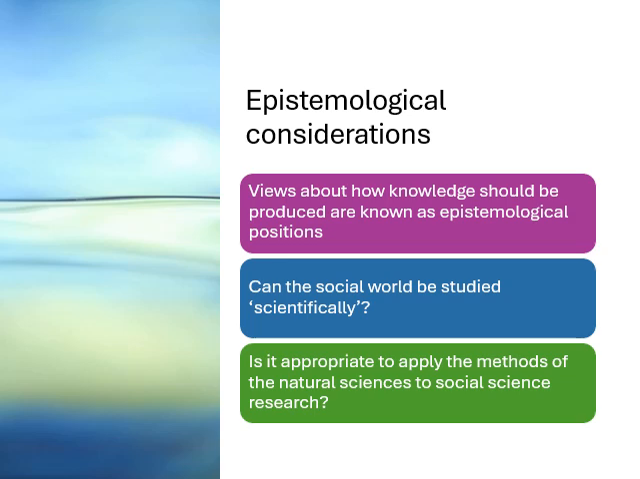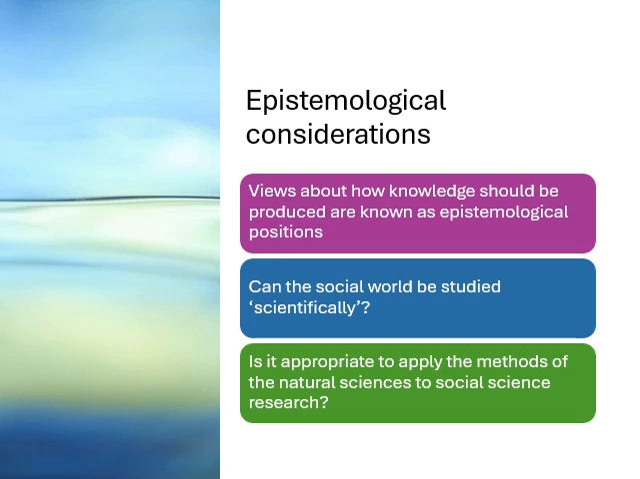So, some key questions in epistemology: can the social world be studied scientifically? Positivism, one epistemological position, asserts that the social world can be studied scientifically, just like the natural world. This view advocates for the use of empirical, observable, and measurable evidence to understand social phenomena. Interpretivism, on the other hand, argues that the social world is fundamentally different from the natural world and thus requires different methods. It focuses on understanding the subjective meanings and experiences of individuals.